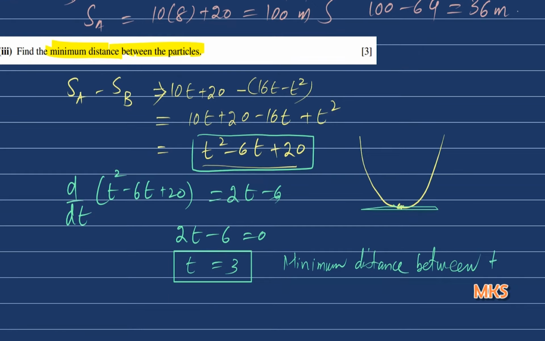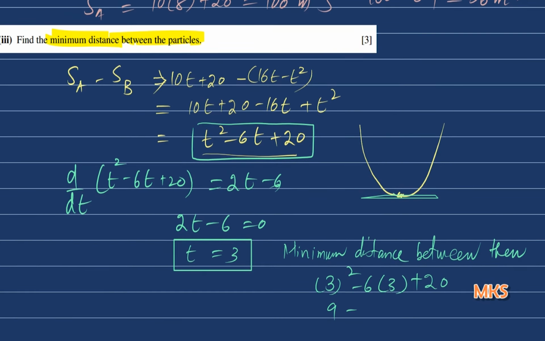So the minimum distance between them, we have the expression for that. That will be 3 square minus 6 times 3 plus 20. That is 9 minus 18 plus 20. So 9 minus 18 is negative 9, plus 20 is 11 meters.